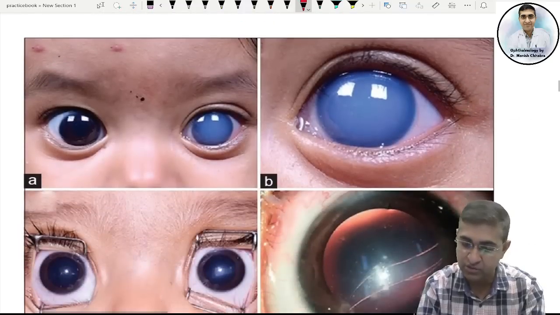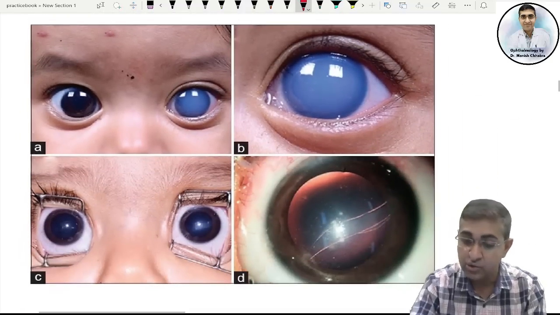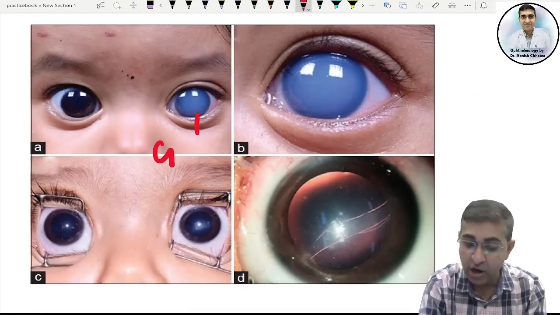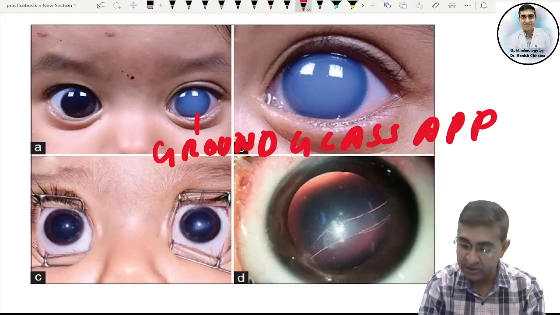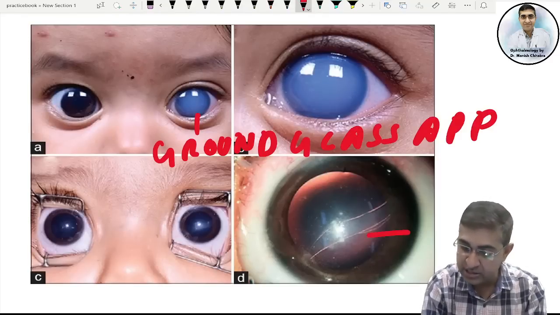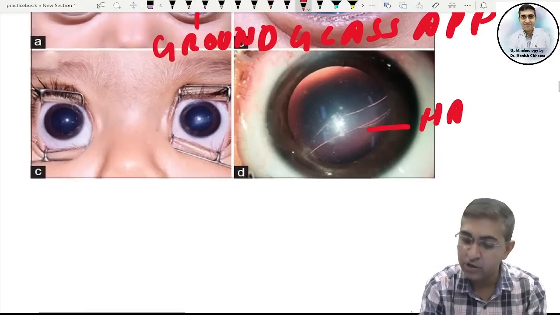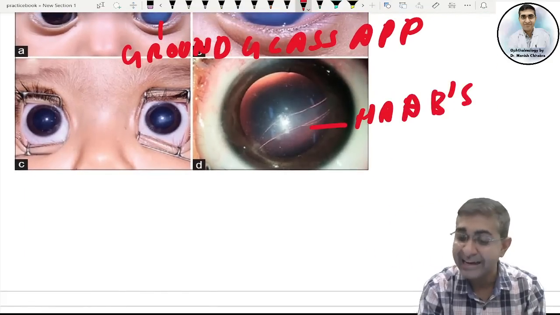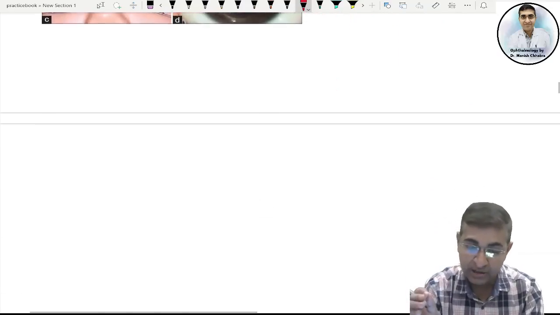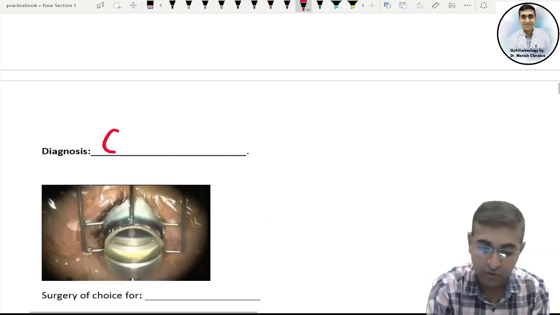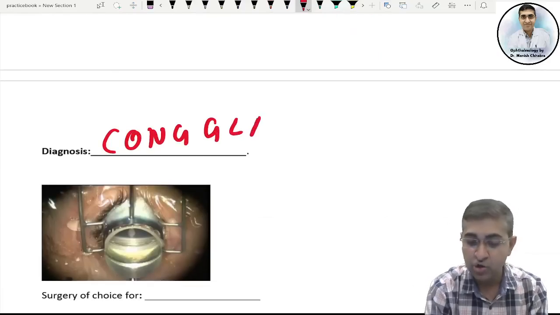Okay, what is this? This is also your previous year question. You can see that there is ground glass appearance of the cornea. And what is this? This is Haab's striae. What is Haab's striae? Haab's striae are actually tears in the Descemet's membrane, typically seen in congenital glaucoma. So this is a case of congenital glaucoma.